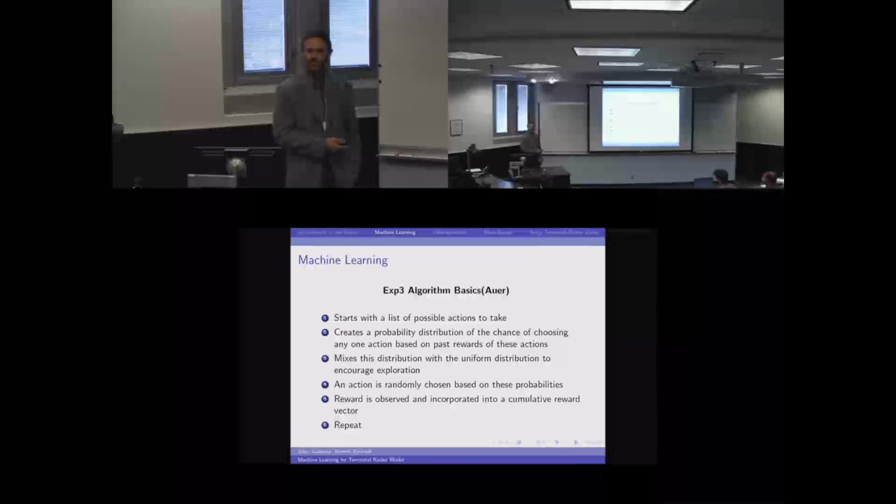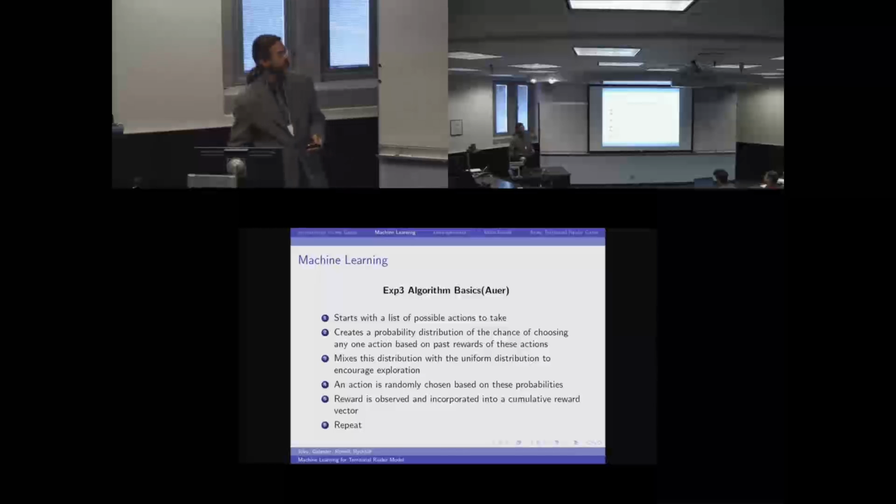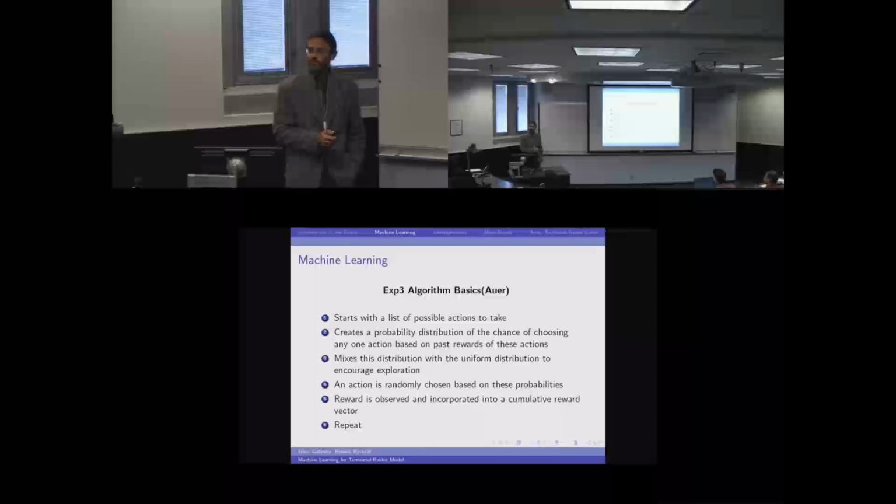There are many other machine learning algorithms that, if you just look for them, you can find, and maybe they are more efficient. And so how does the algorithm work? You just start with the list of possible actions to take. So for example, vertex number 1 could stay home, go to vertex number 2, or vertex number 3. You create a list of those actions and then you create a probability distribution. The probability distribution will tell you how likely you are to take a particular action.